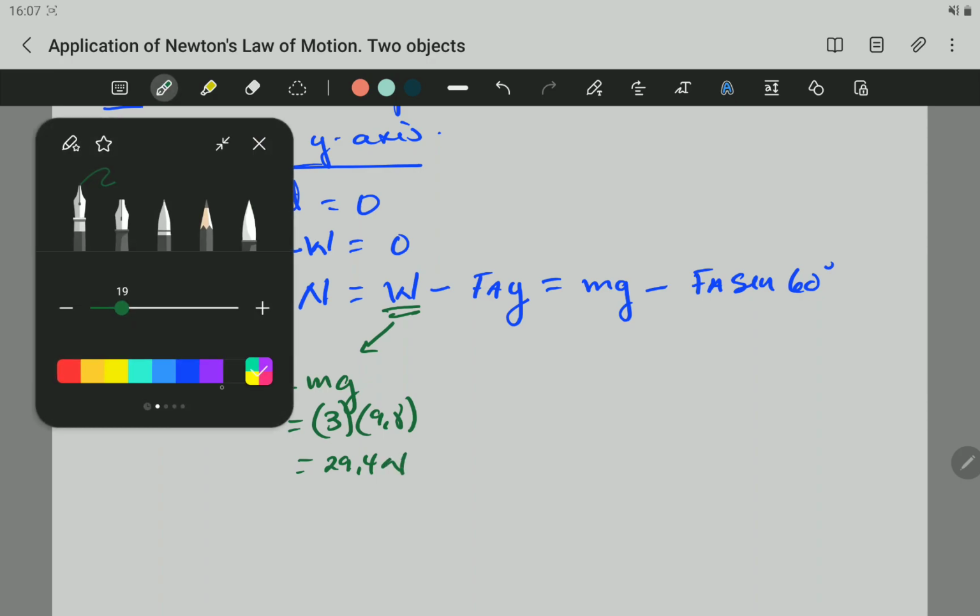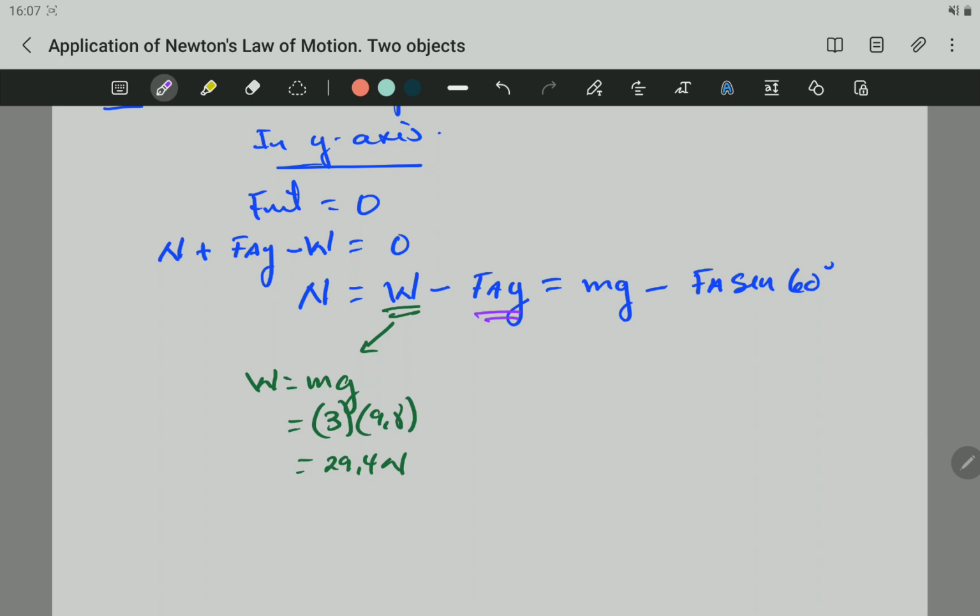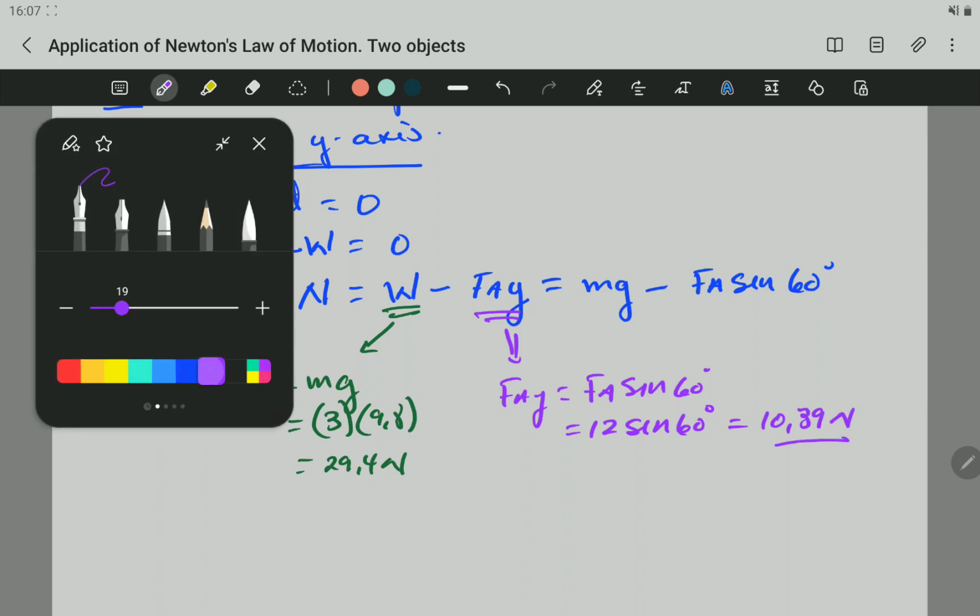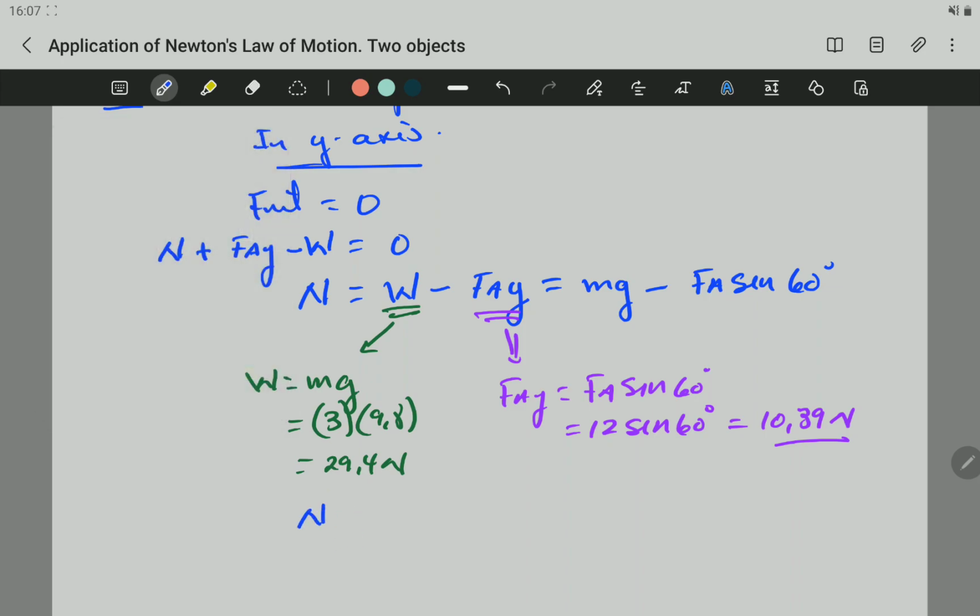Okay, and then for the applied force in y, you can calculate it separately as well. We have that applied force in the y-axis is equal to the applied force multiplied by sine 60 degree. This is equal to 12 multiplied by sine 60 degree, and that is equal to 10,39 Newton. Now you may substitute those numbers in the equation, and we have the normal is equal to 29,4 minus 10,39. When you do the calculation, you get that the answer is 19,01 Newton. This here is the answer for normal force.